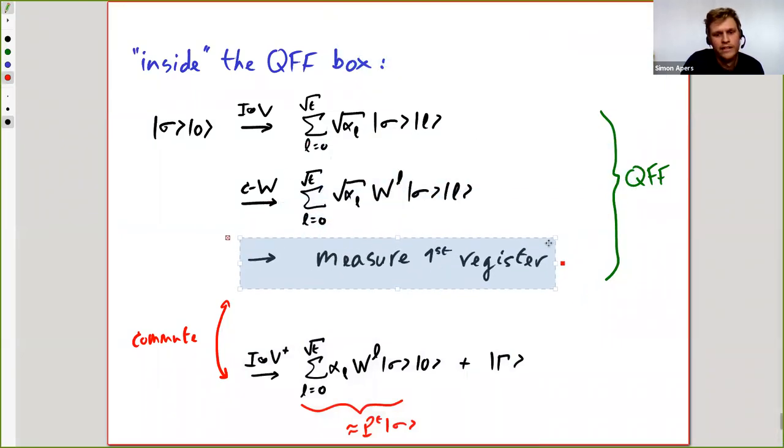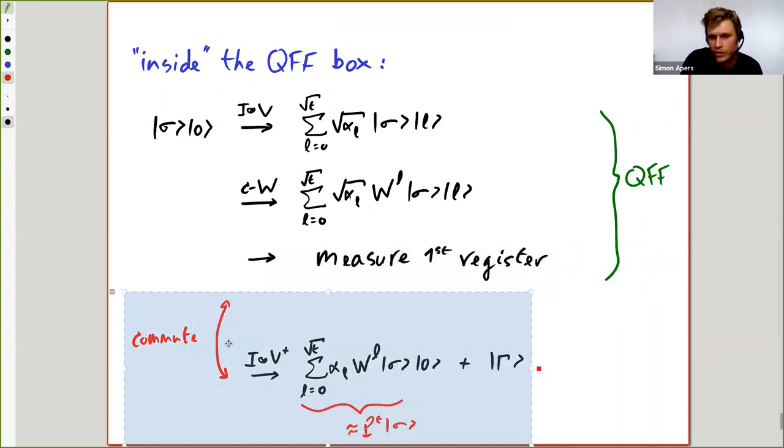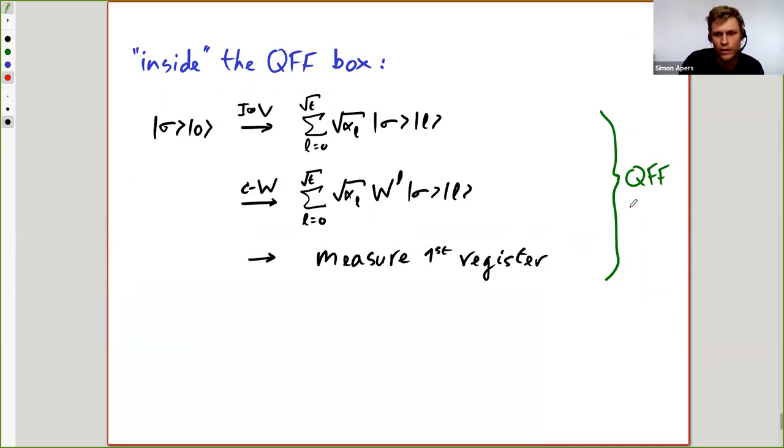But since we only care about this thing, we can now forget about this entire stuff here, right? Because this is just something that works on the second register. We don't care about that register. We just care about the first register. And here we should have already found a marked element. Okay, so I'm deleting that. So now we get this new kind of scheme.